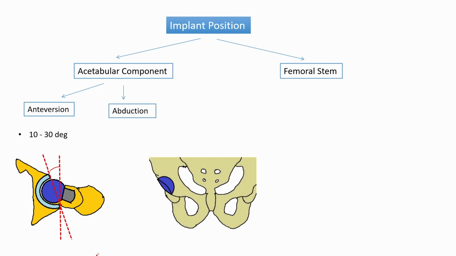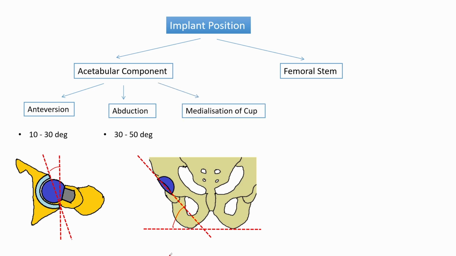Next is abduction from the horizontal plane. So the acetabulum is placed at an oblique angle to the horizontal plane, and this angle is the angle of abduction. The target abduction angle is 30 to 50 degrees. Next is medialization of the cup. The medialization of the cup improves the offset. However, it sacrifices a little bit of the bone stock, and so nowadays generally we do not do too much medialization of the cup to preserve the bone stock.